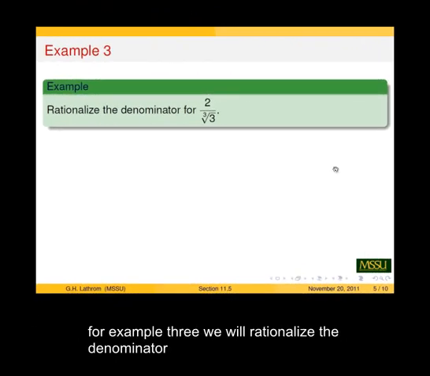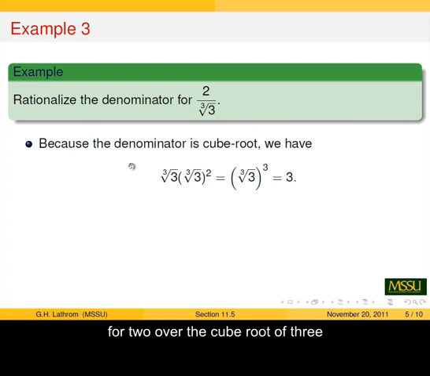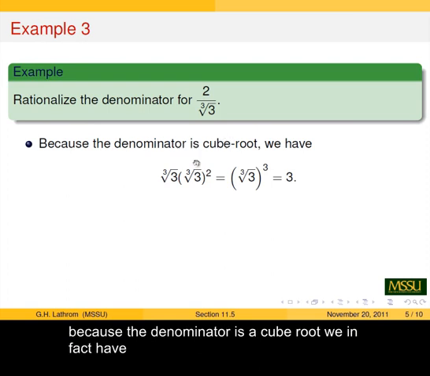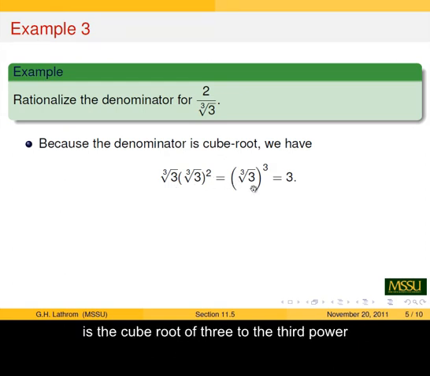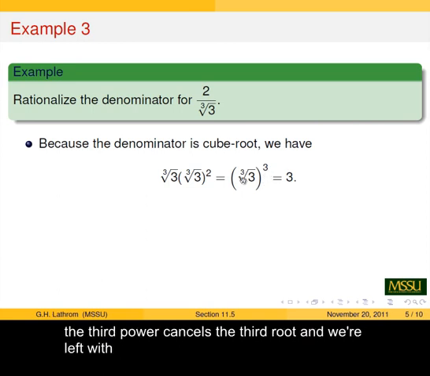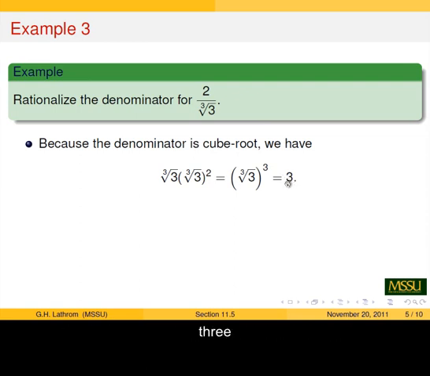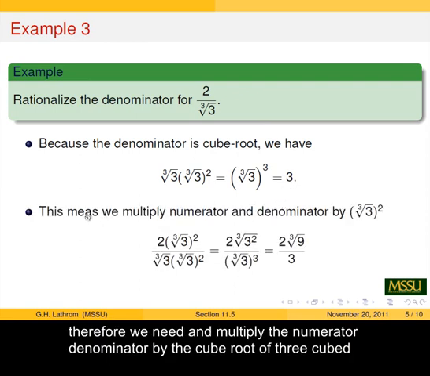For example 3, we will rationalize the denominator for 2 over the cube root of 3. Because the denominator is a cube root, we in fact have the cube root of 3 times the cube root of 3 squared gives us the cube root of 3 to the third power. The third power cancels the third root, and we are left with 3. Therefore, we need to multiply the numerator and denominator by the cube root of 3 squared.